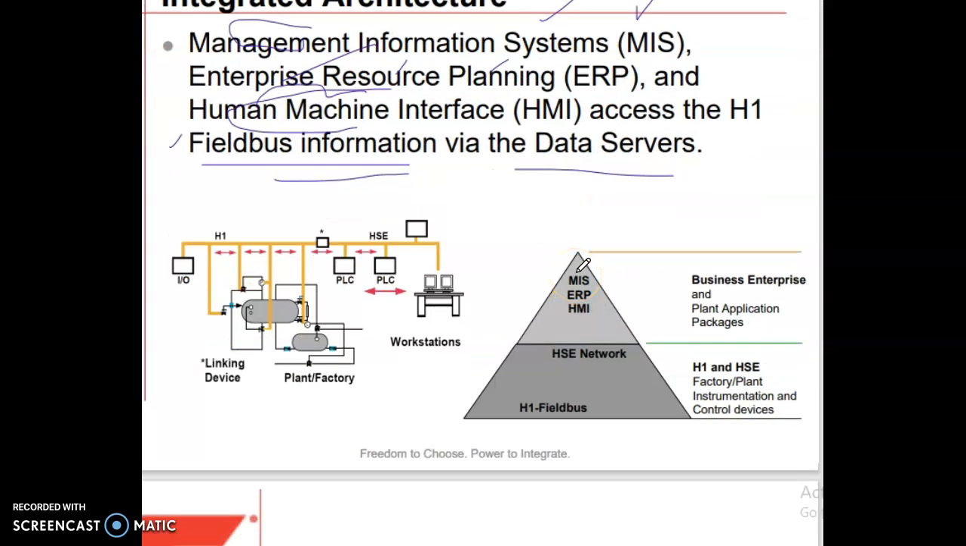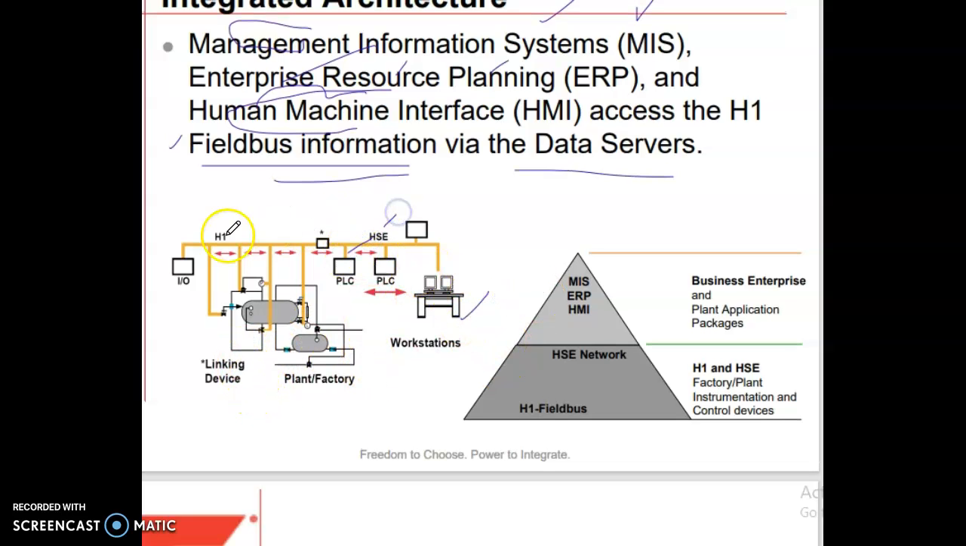Here, the same linking device, plant factory, workstations, PLC, HSE, H1, IO. H1 Fieldbus, this is Fieldbus. H1 is the Fieldbus, and HSE is the network. In between this H1 Fieldbus and high speed Ethernet, factory plant instrumentation and control devices up to here.